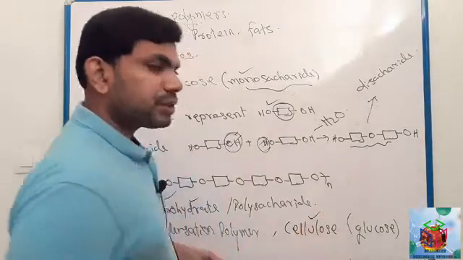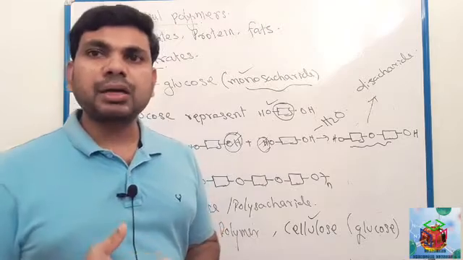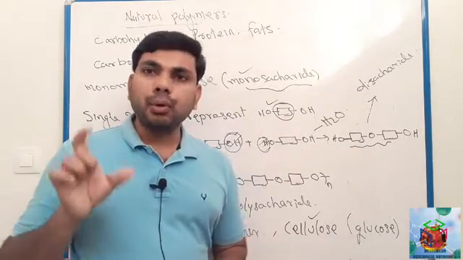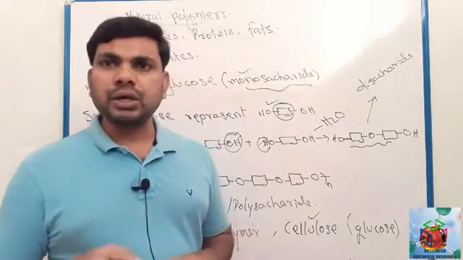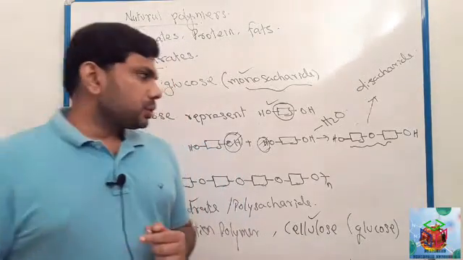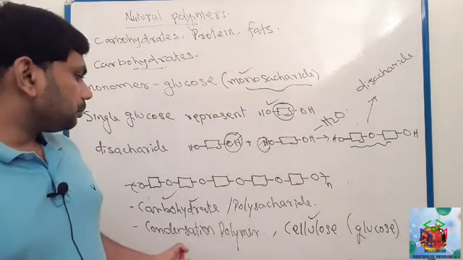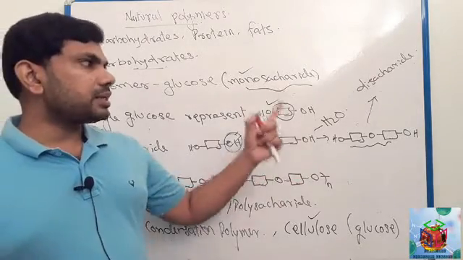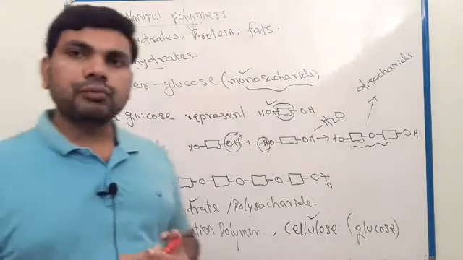Cellulose, also found in plants, is also an example of a condensation polymer. It is a natural polymer, and the basic building unit or monomer of cellulose is also glucose. Monomer of carbohydrate is glucose, monomer of cellulose is glucose. So these are the things we have to understand here: carbohydrate, monomer of carbohydrate, structure of carbohydrate, and here disaccharide, polysaccharide.